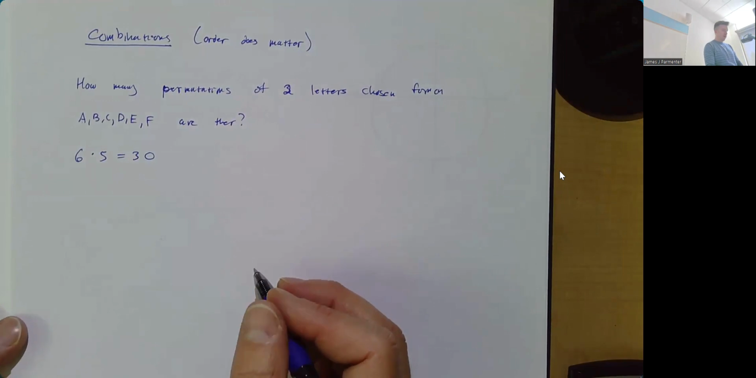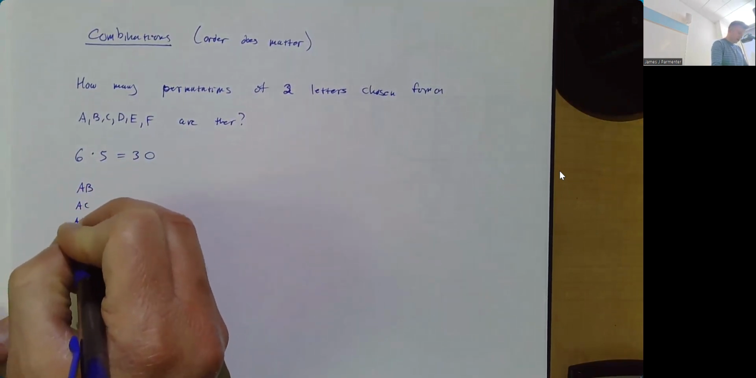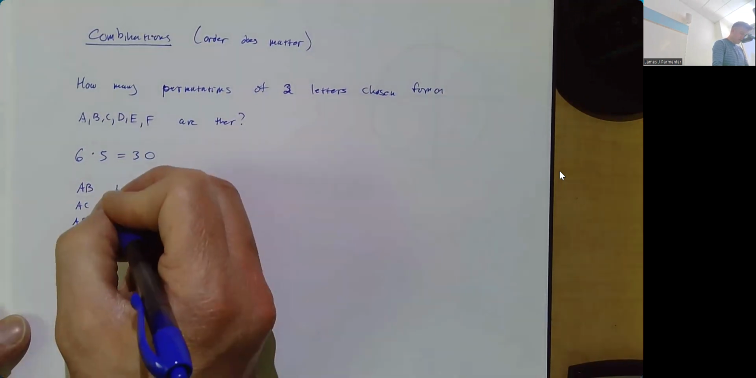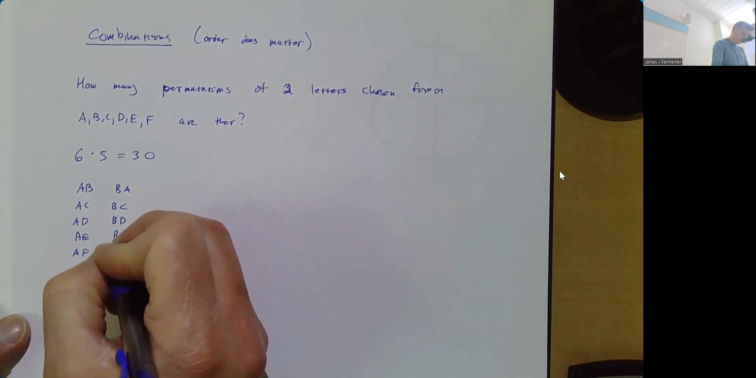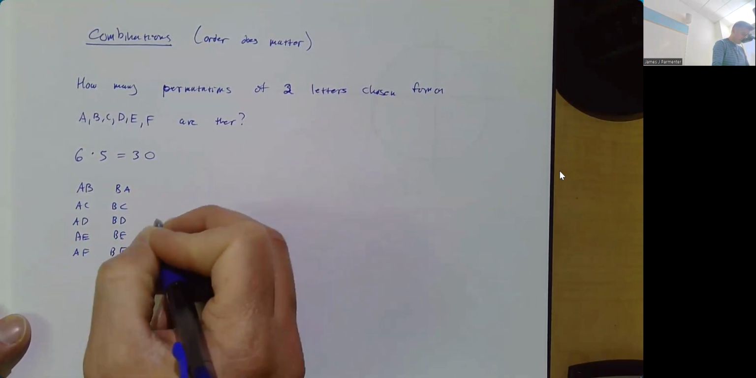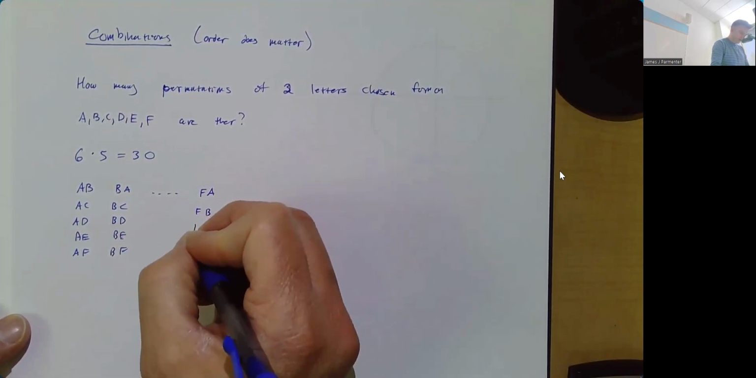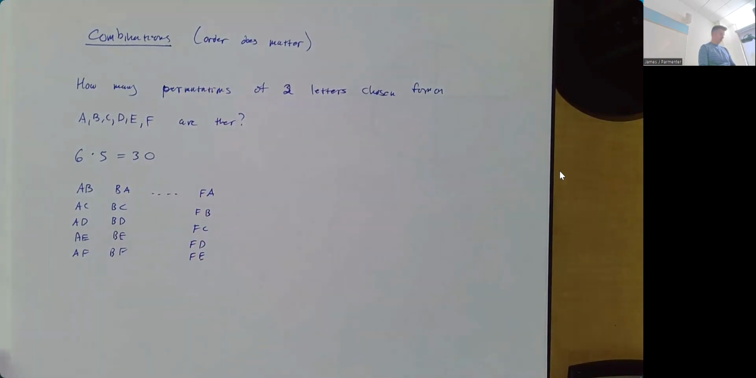And we could list them all out, right? It would be AB, AC, AD, AE, AF, and then BA, BC, etc., all the way to FA, FB, FC, FD, FE. That would be all 30 combinations. Permutations, apologies. All 30 permutations.